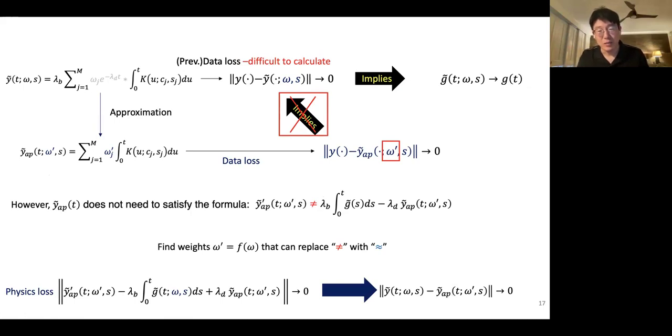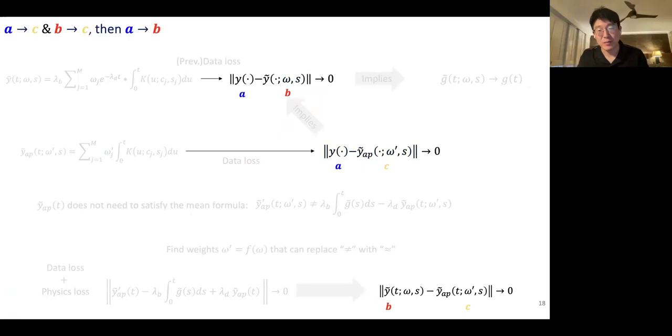So by summarizing this, using the physics loss term, the difference between Y tilde and Y tilde approximation goes to zero. And using the data loss term, the difference between Y and Y tilde approximation goes to zero. By merging this, we can make the difference between Y and Y tilde go to zero, which we originally wanted.